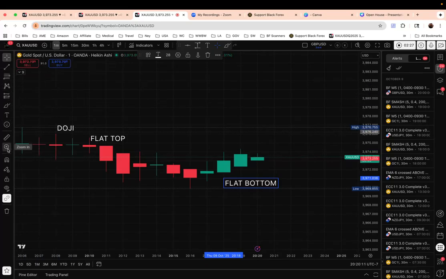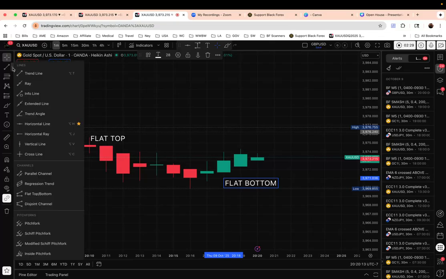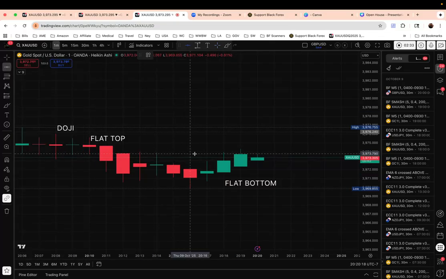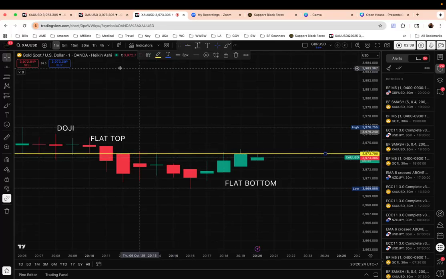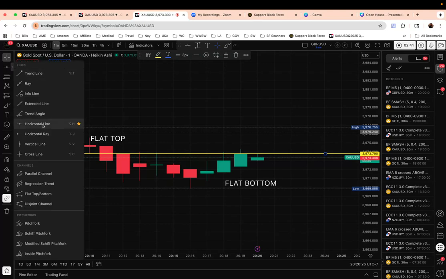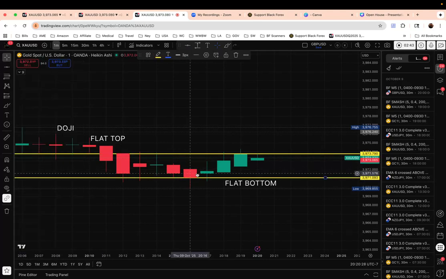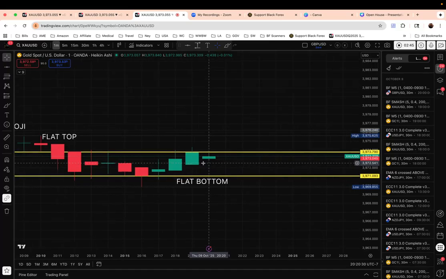Well, this is our toolbar. If you click the first arrow, it's going to allow you to choose a horizontal line. And you always want to put a horizontal line above your buy candle here. And you want to put another horizontal line beneath your low candle. This is going to mark support and resistance.